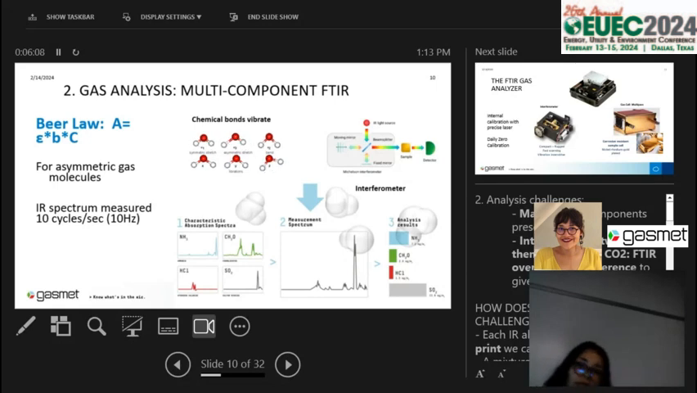When it comes to analysis, I was mentioning there's a lot of components, so there's potential interference between each of these gases and water vapor and CO2, which are powerful infrared absorbers.